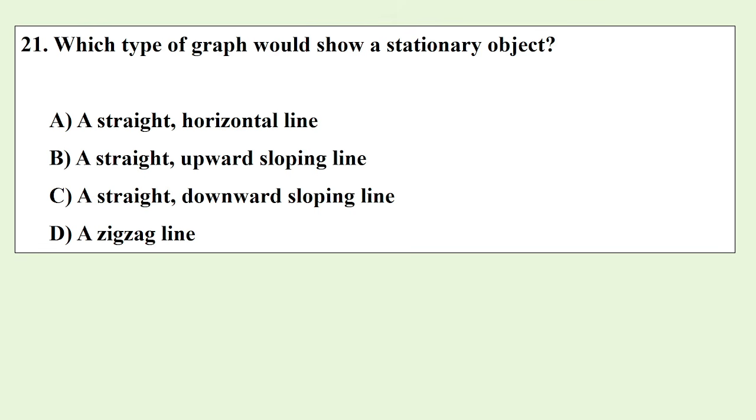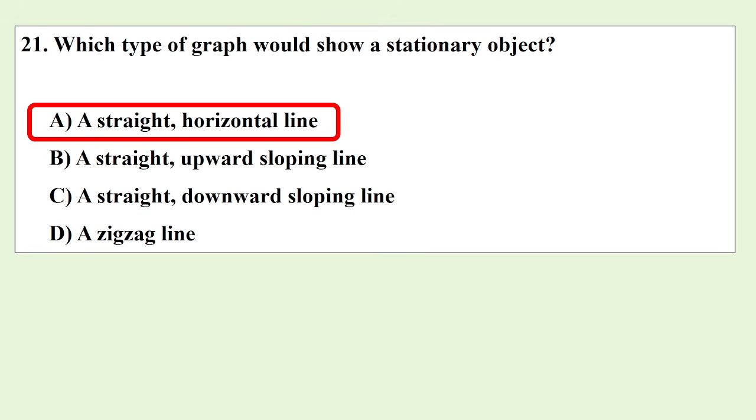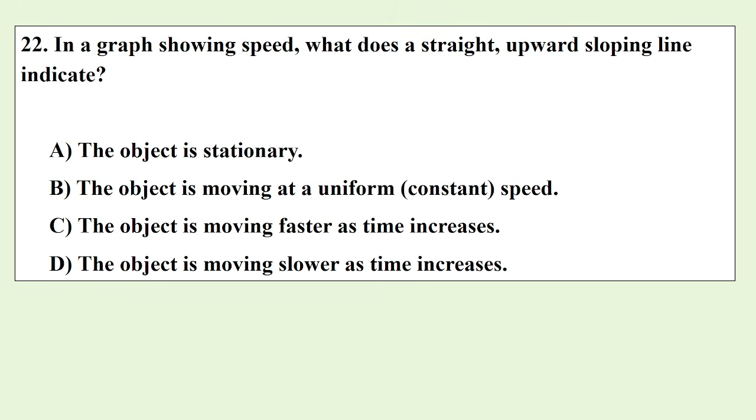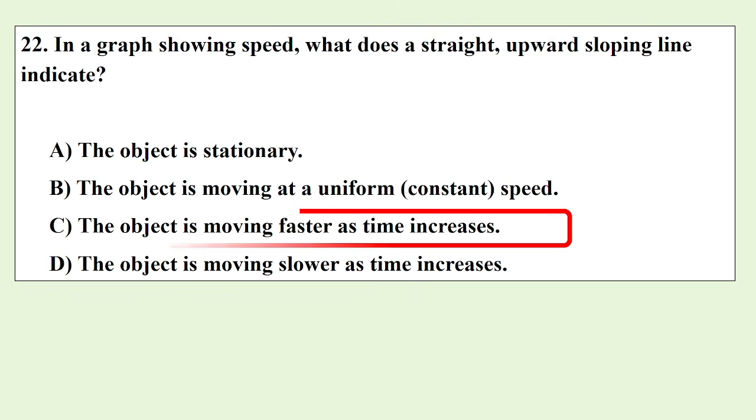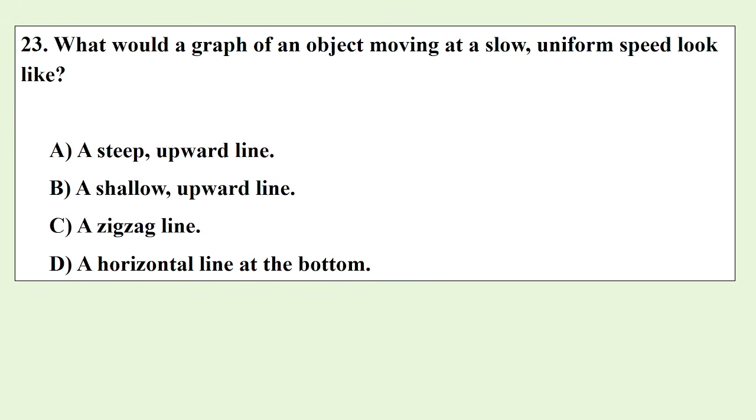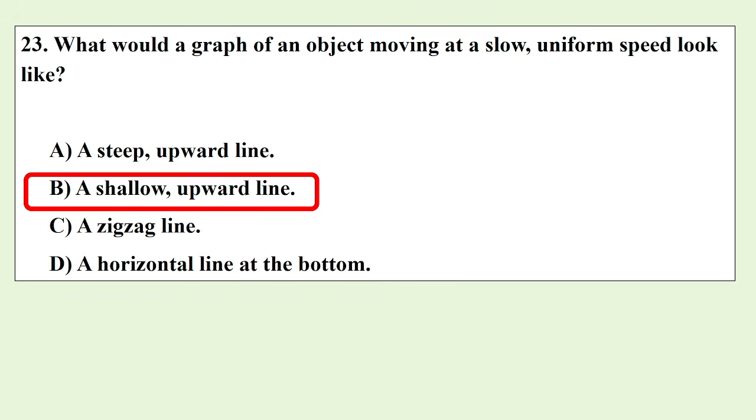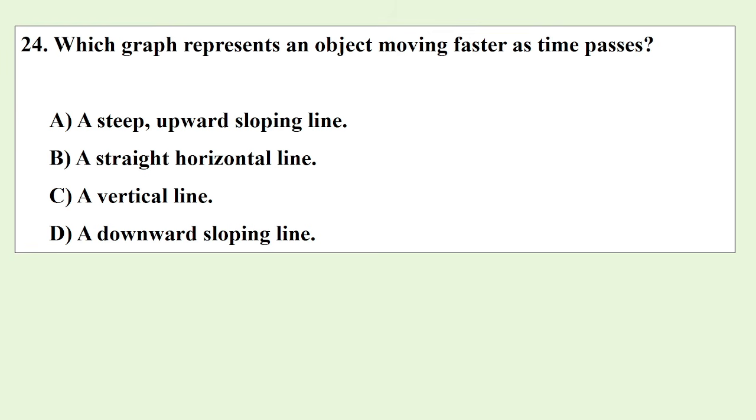Number 21. Which type of graph would show a stationary object? Number 22. In a graph showing speed, what does a straight upward sloping line indicate? Number 23. What would a graph of an object moving at a slow, uniform speed look like? Number 24. Which graph represents an object moving faster as time passes?